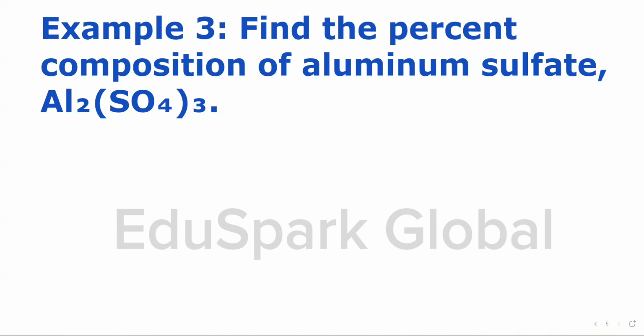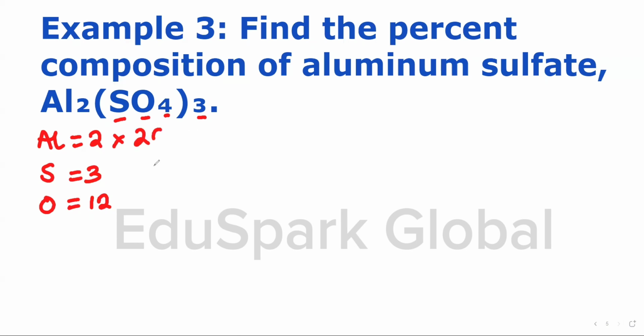So we are to find the percent composition of aluminum sulfate. In this case, we're doing all of it. So as usual, we're going to start by calculating the molar mass. So aluminum, we have 2. Sulfur, that's 3. Oxygen is 4 times 3, that is 12. So aluminum is 26.98, sulfur is 32.06, and oxygen is 16.